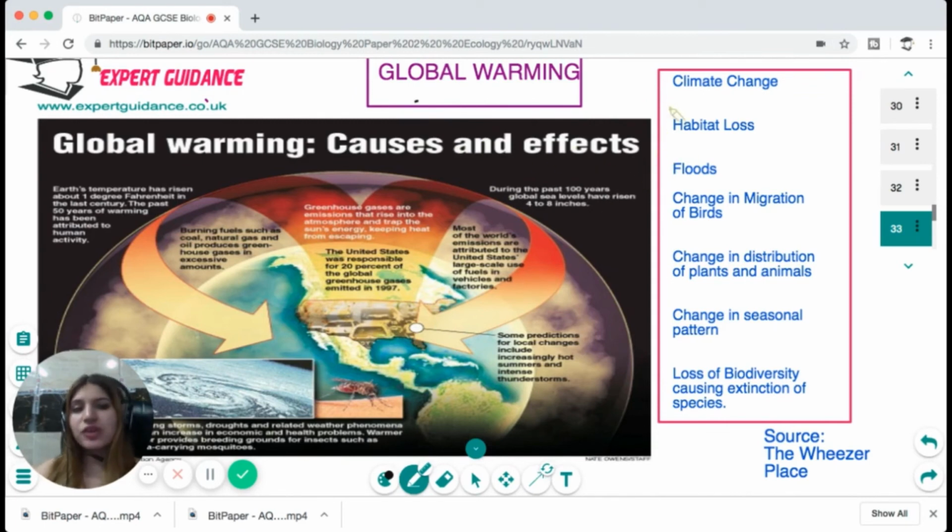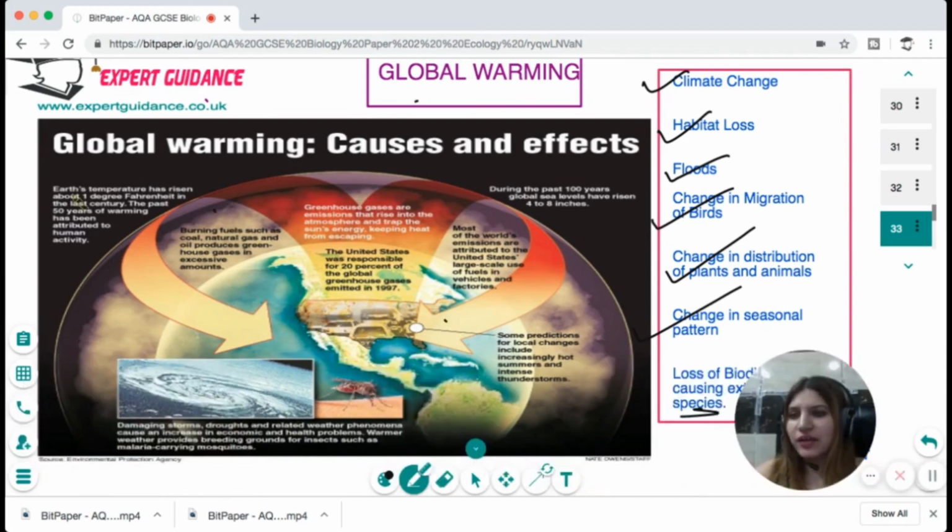And it is causing climate change, habitat loss, floods, change in migration of birds, change in distributions of plants and animals, changes in the seasonal pattern, and loss of biodiversity causing extinction of species. So you can see in this diagram that the Earth's temperature has risen about 1 degree in the last century, and the past 50 years of warming has been attributed to human activities.